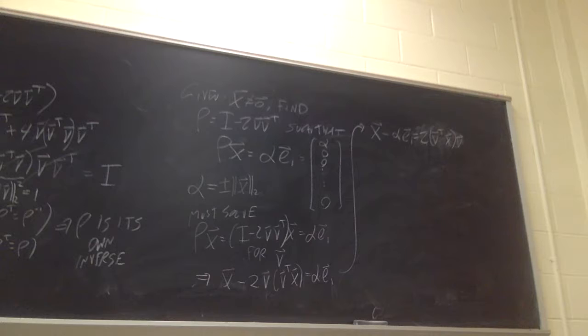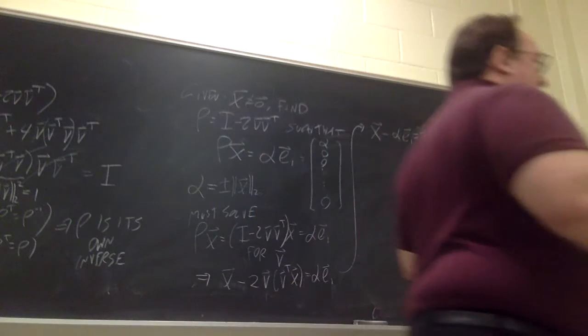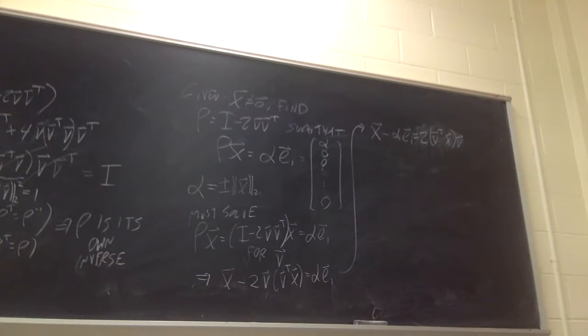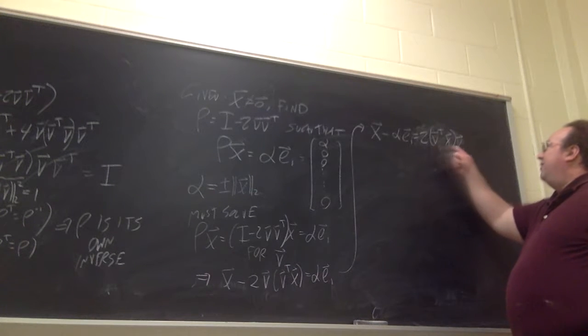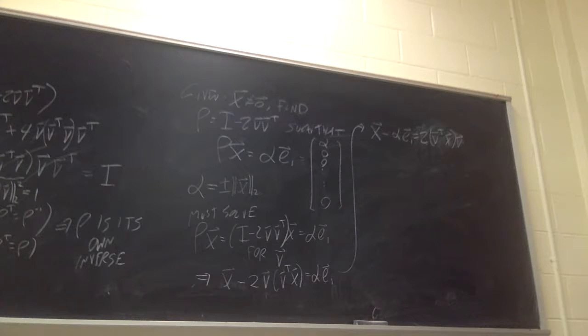Now, at first glance, it seems like a very difficult equation to solve for v, because v occurs in two places on the right side. It's in this inner product with x, and it's also multiplying the whole thing. But here's where we use what we know about v. What do we know about v before this process even starts? What's our assumption about v? Yeah, the magnitude is equal to 1.